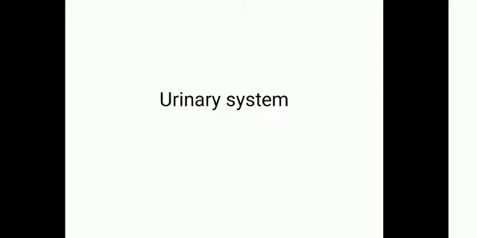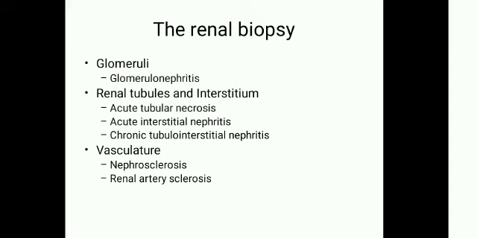Okay, students, today's class is on the urinary system. So, you know that the kidney is divided into different parts. Of this, the most important component is the glomeruli, and also you have renal tubules, interstitium, and the vessels. For the diseases which affect the glomeruli, you have to learn about glomerulonephritis, and for renal tubules and interstitium, you have acute tubular necrosis. These are different pathologies affecting the different compartments of the kidney.